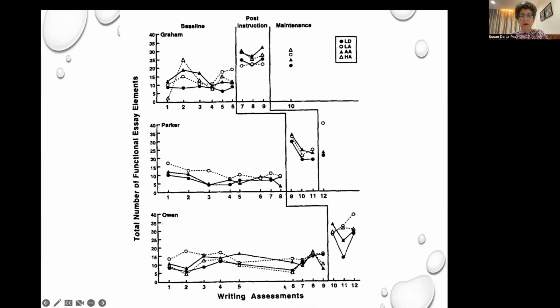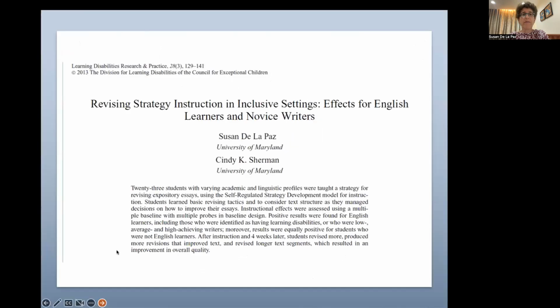And so this is going to show you the different results from 3 different teachers. And so we have lots of kids. I can't remember, maybe 22 or 24 kids, something like that overall. Then a little bit more recently, looking at revising, teaching kids how to revise their writing after they wrote, and looking at students who were English learners, English language learners, and novice writers.